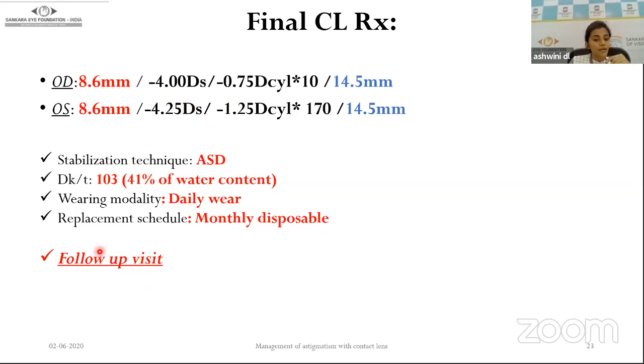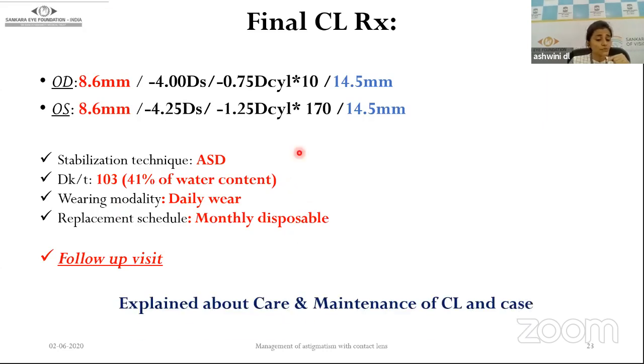If the patient came back for a follow-up visit after a month of usage, and was very happy with this prescription and the contact lens, and wanted to continue using the same brand, then we ordered the final contact lens for 6 months usage. This brand B contact lens has an accelerated stabilization design, the oxygen transmissibility was 103, the water content was 41%, the wearing modality was daily wear, and the replacement schedule was monthly disposable.